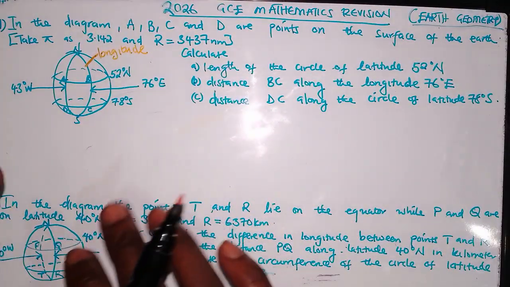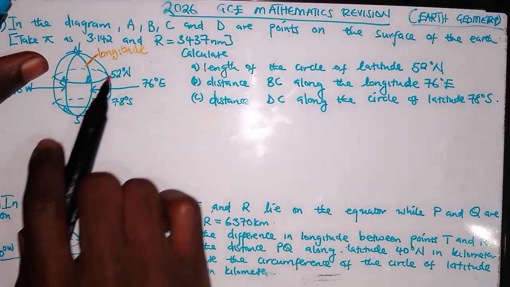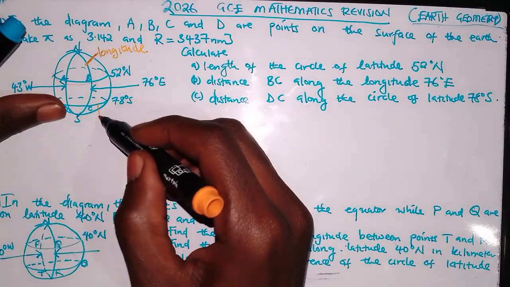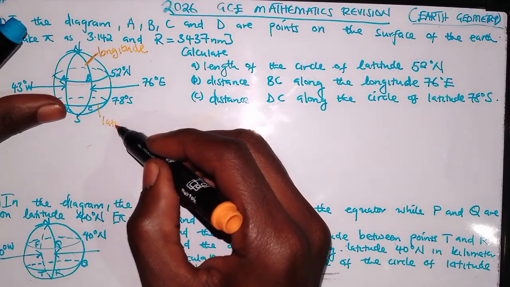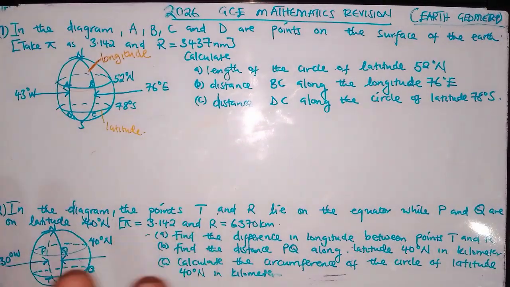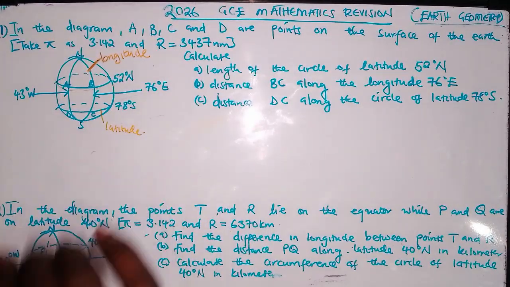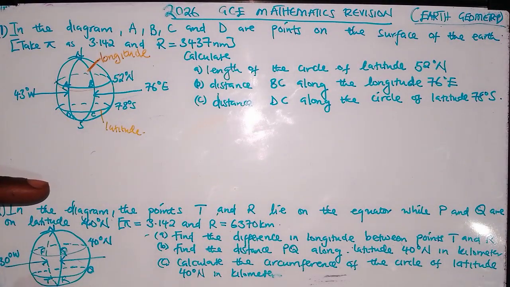Then the lines which run from west to east, these are latitudes. Once you understand that the lines which run from west to east are latitudes, and from north to south are longitudes, then you are on the right track.